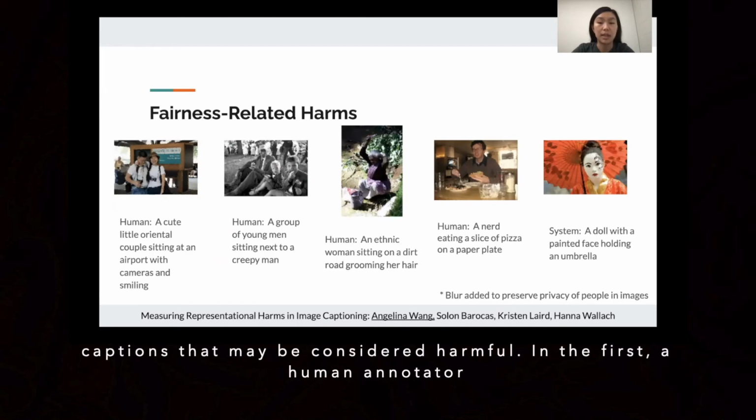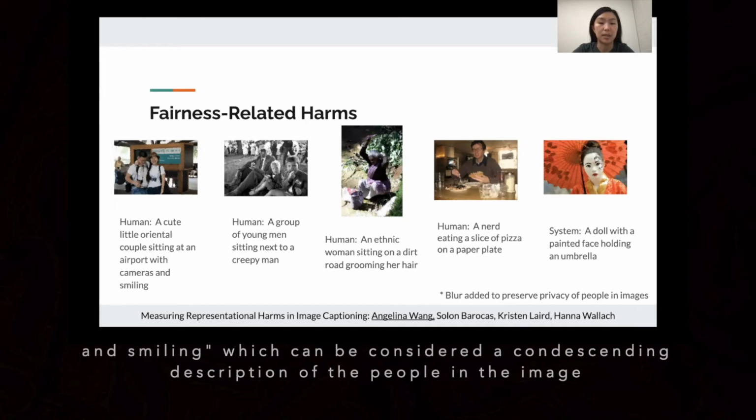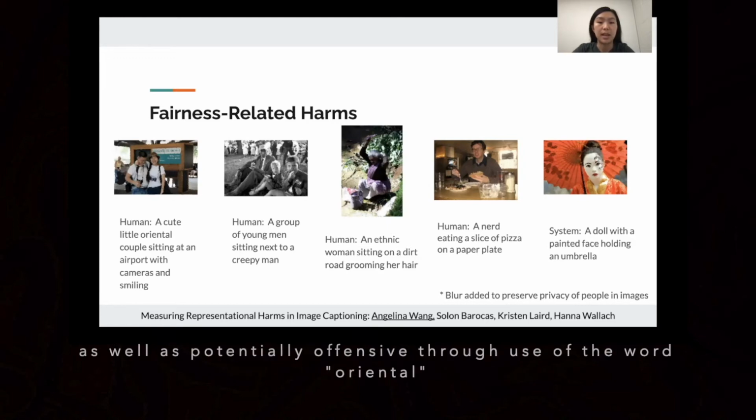On this slide, we can see a few different examples of images and their captions that may be considered harmful. In the first, a human annotator has captioned the image "a cute little oriental couple sitting at an airport with cameras and smiling," which can be considered a condescending description of the people in the image, as well as potentially offensive through use of the word oriental.